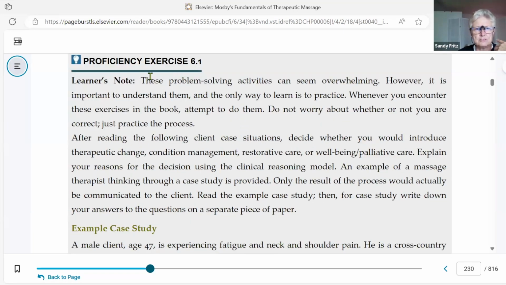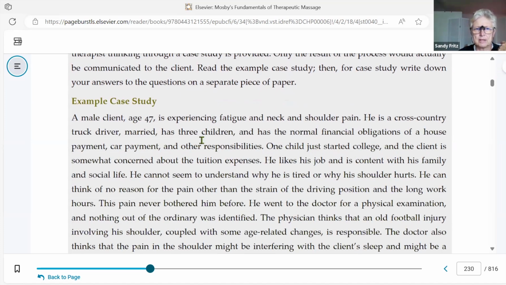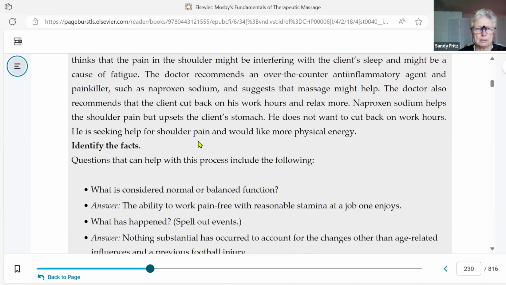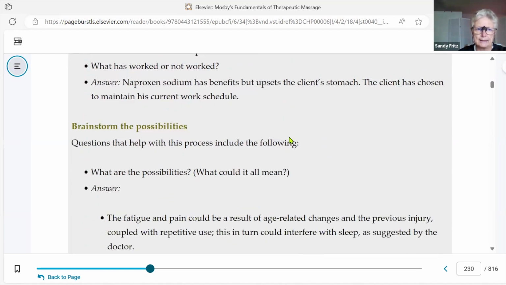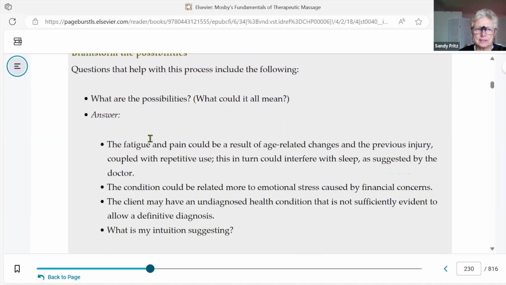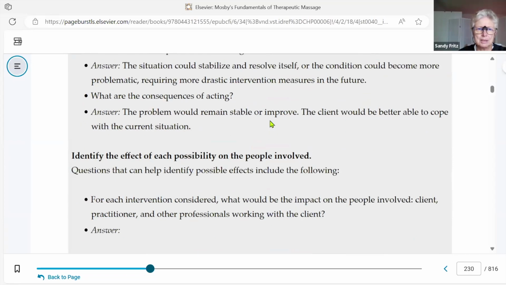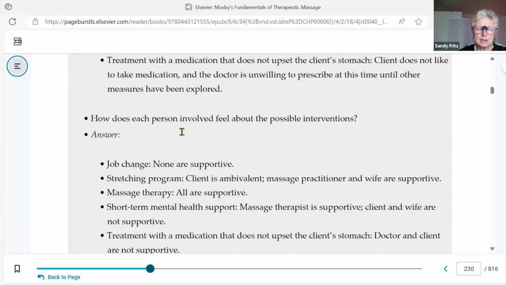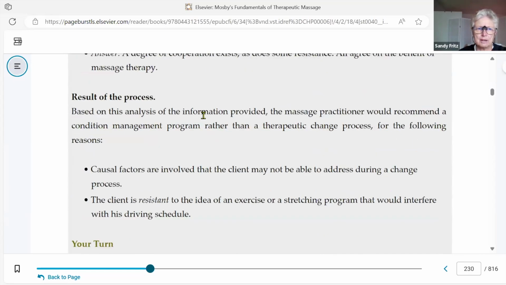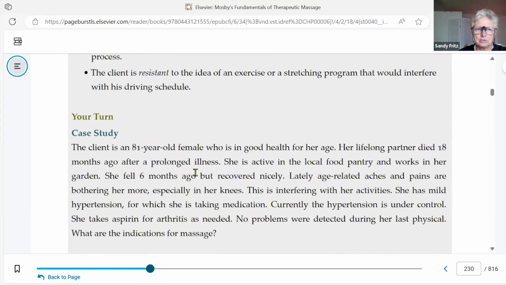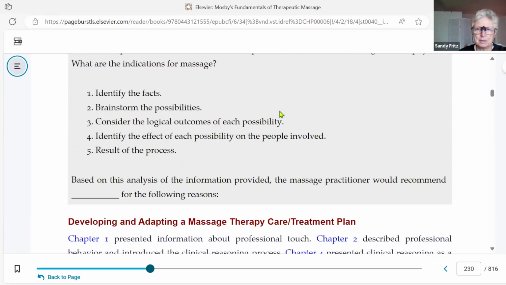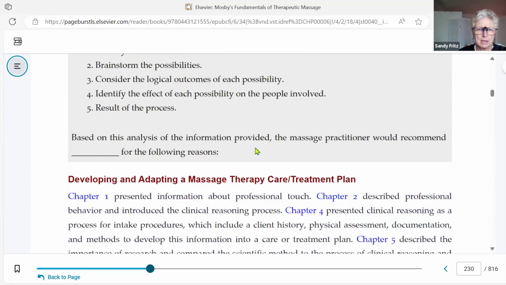So this is a proficiency exercise that's giving you an overview of what it's like to begin to adapt massage based on the client, not based on a protocol. You're going to want to try to do this. There is an example here for you. And then this gives you the idea of how that thought process goes. And then here is your client to try to do the same thing with.